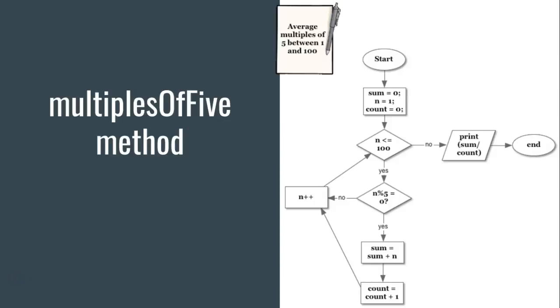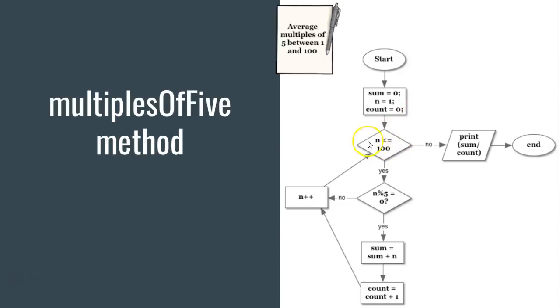So here is my multiples of 5 flowchart. The idea for this was that it's going to average the multiples of 5 between 1 and 100. I have my start, and then it said in the directions that I was going to need to have 3 variables. So I have sum, n, and count, and I just put them all in one rectangle. I just created the variables. They're all integers because I'm expecting whole numbers in them.